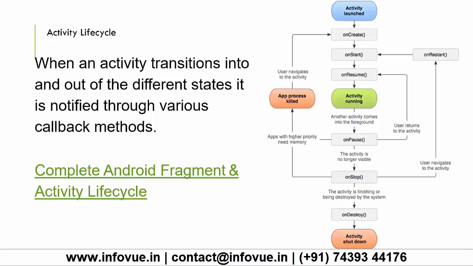When an activity makes a transition into and out of the different states, it is notified through various callback methods. This is the basic activity life cycle. Whenever the activity is started, it uses the onStart method and onResume. If the activity is paused due to some reason, then it will use the onPause method, and after that the onStop method. If you want to use your activity again, then it will use the onRestart method and again go to the onStart method. You can see the execution of these methods in your logcat. Whenever you open your logcat, you can see how your activity is working and how many methods it is using.